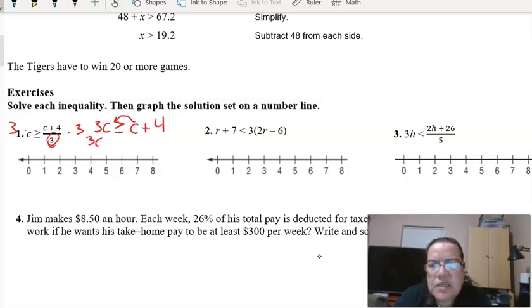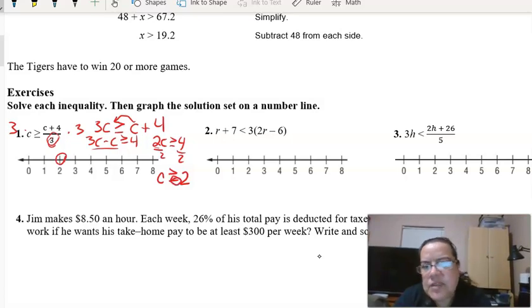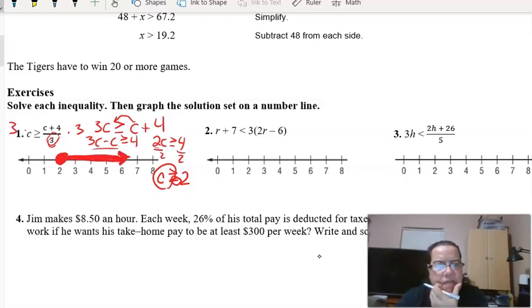So I get 3C minus C is greater than or equal to 4. So therefore 2C is greater than or equal to 4 because 3C minus C is 2C. And you divide both sides by 2. So I get C is greater than or equal to 2. So I identify my 2. I do have that equal sign, so it can be equal to 2, or greater than 2, so anything greater than 2 comes this way. There you have it.